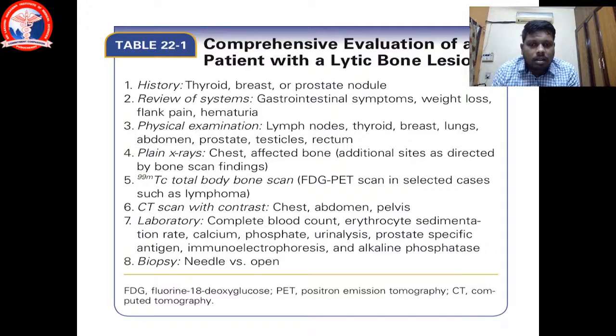In the laboratory, you should look for complete blood count, erythrocyte sedimentation rate, calcium, phosphate, urine analysis, prostate-specific antigen, immunoelectrophoresis, and alkaline phosphatase. So finally, coming to biopsy, you have to decide whether you go for needle biopsy or open biopsy. So this is how you evaluate a patient with a lytic bone lesion: starting with the history and then physical examination, then all those investigations, then finally coming to the biopsy, needle or open.